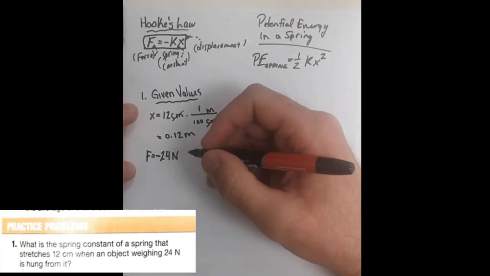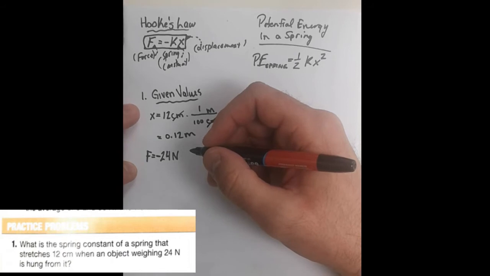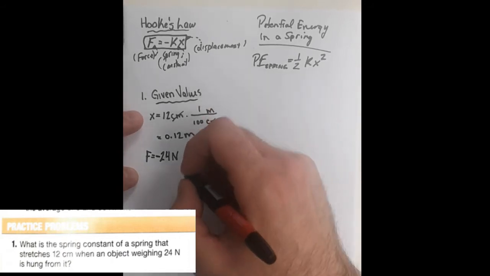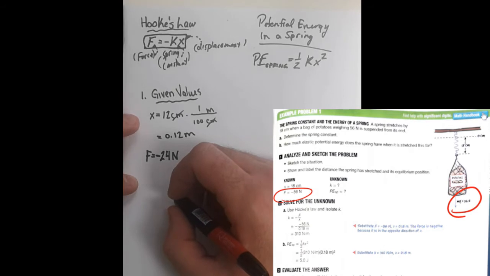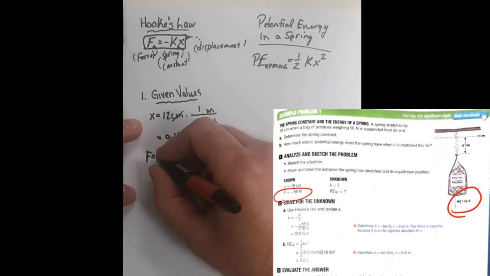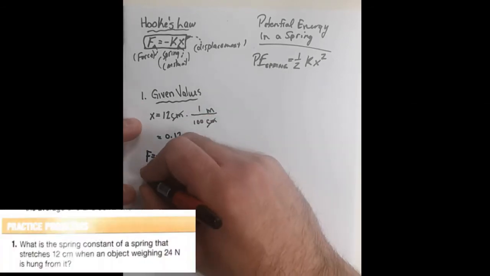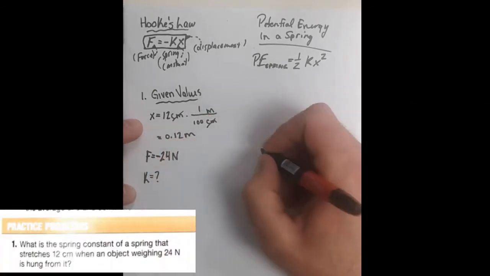They express this orientation in example problem number 1 on page 385. So give that one a look. See if you can find where the force downwards by the sack of potato is 56 newtons, but they express it as negative 56 newtons to show that it is in the downward direction. So the negative symbol represents the direction. And finally, the value we're looking for is k.